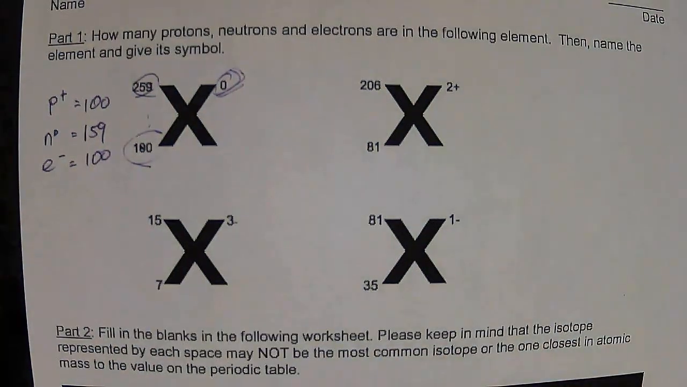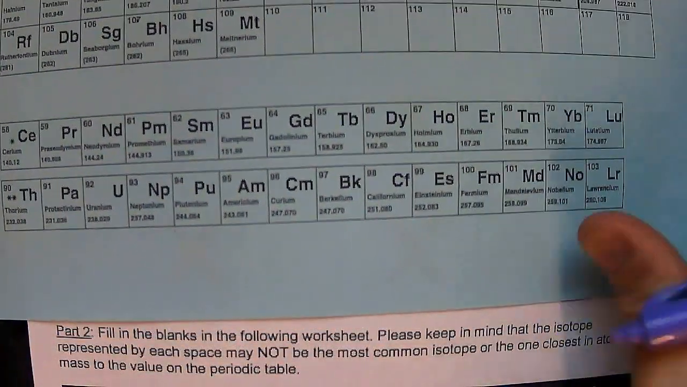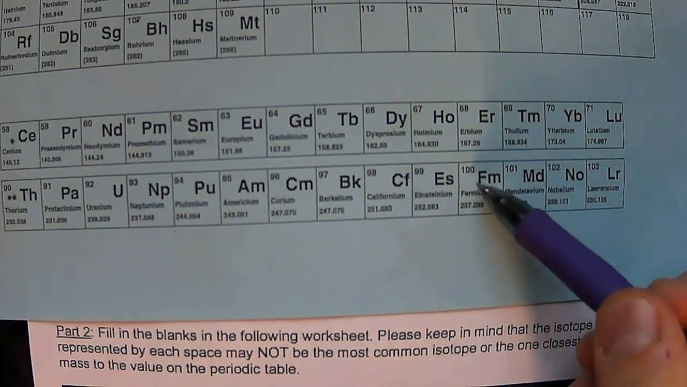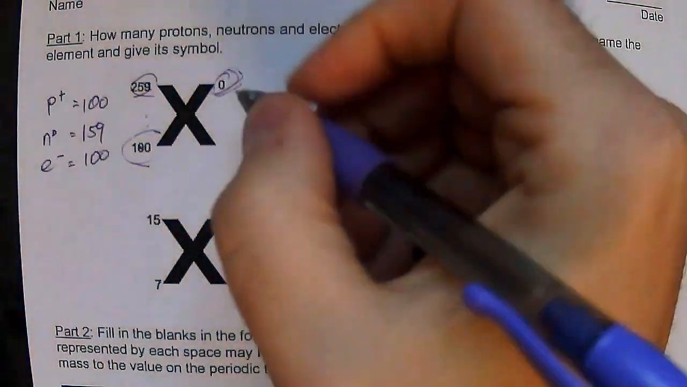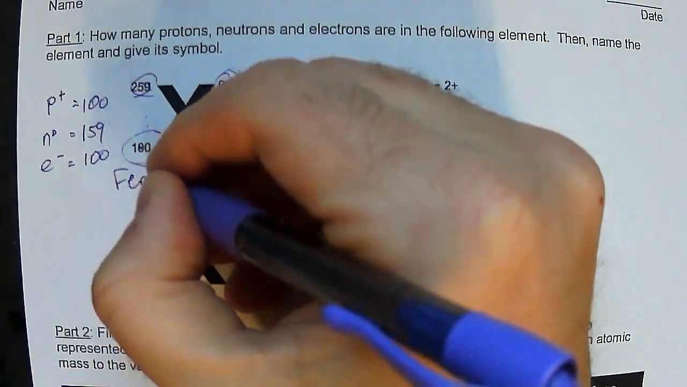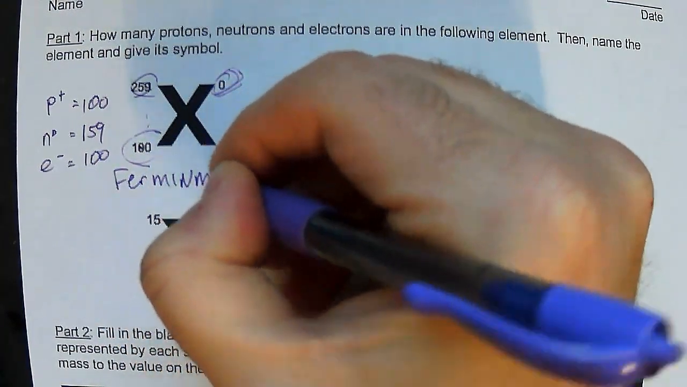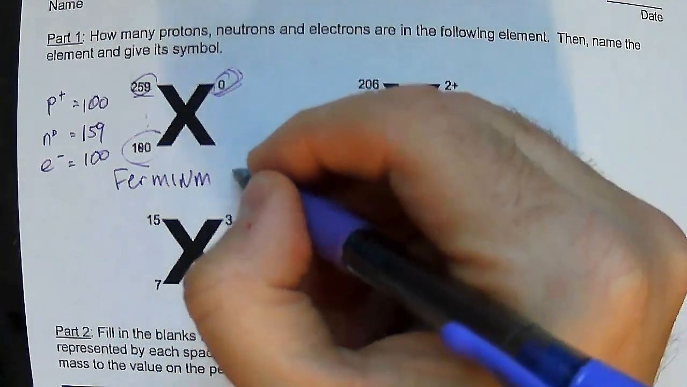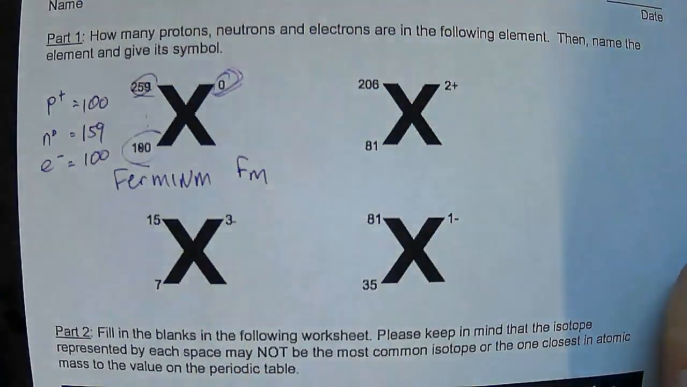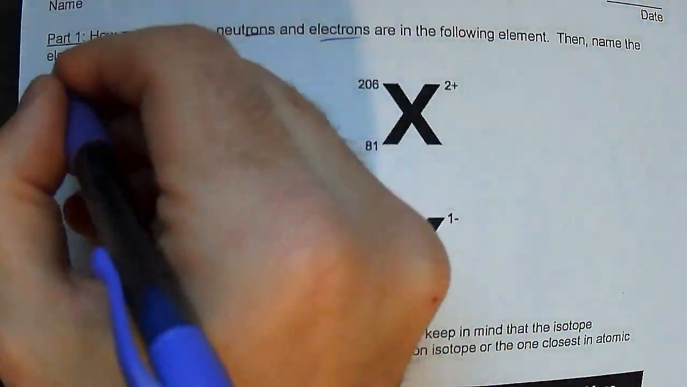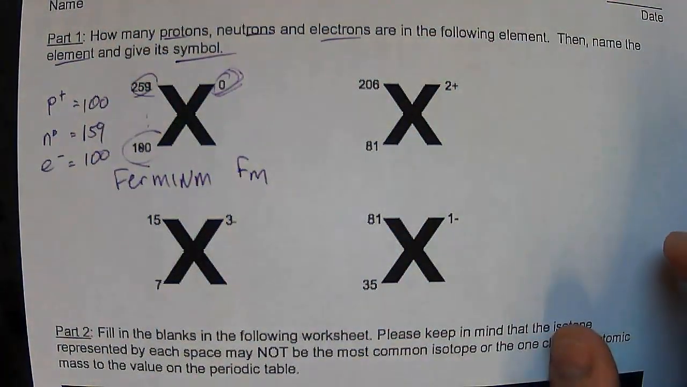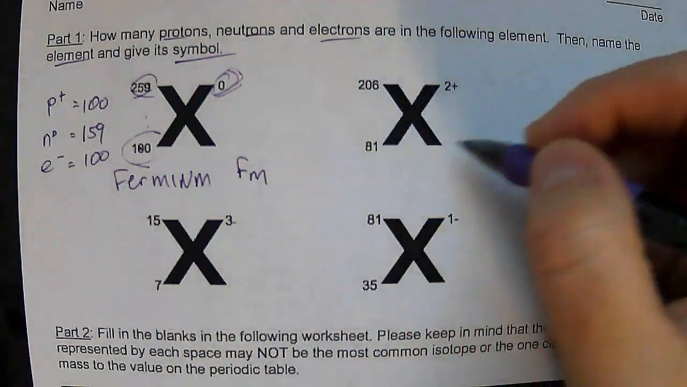Okay, now we're going to check to see what element this is. So element number 100, which is down here at the bottom of the periodic table, is fermium. So this element is fermium, and its symbol is Fm. So there we go. We got the protons, neutrons, and electrons, and then the element and its symbol. So 5 parts. Now we'll do the same thing here.